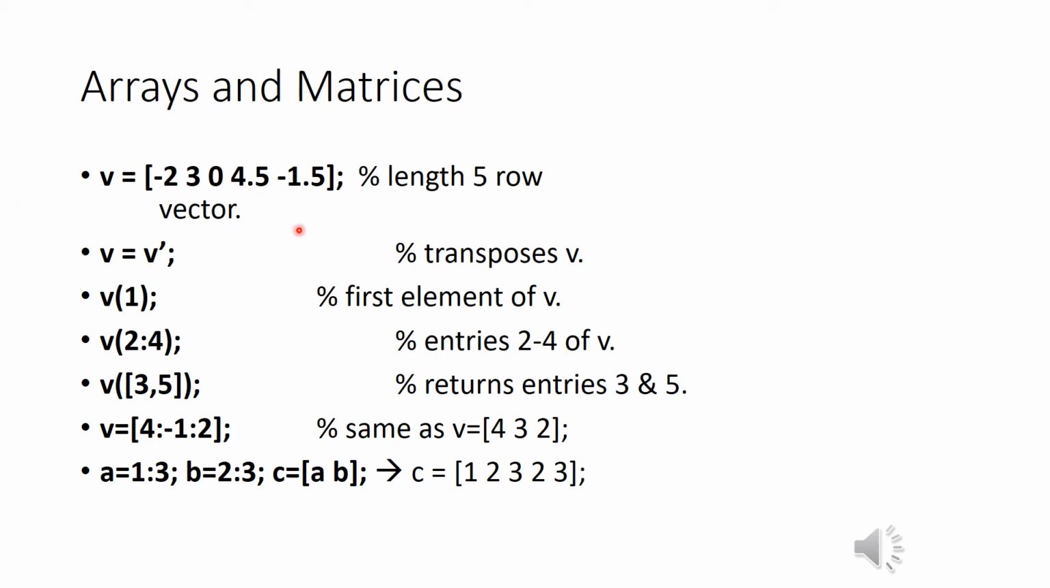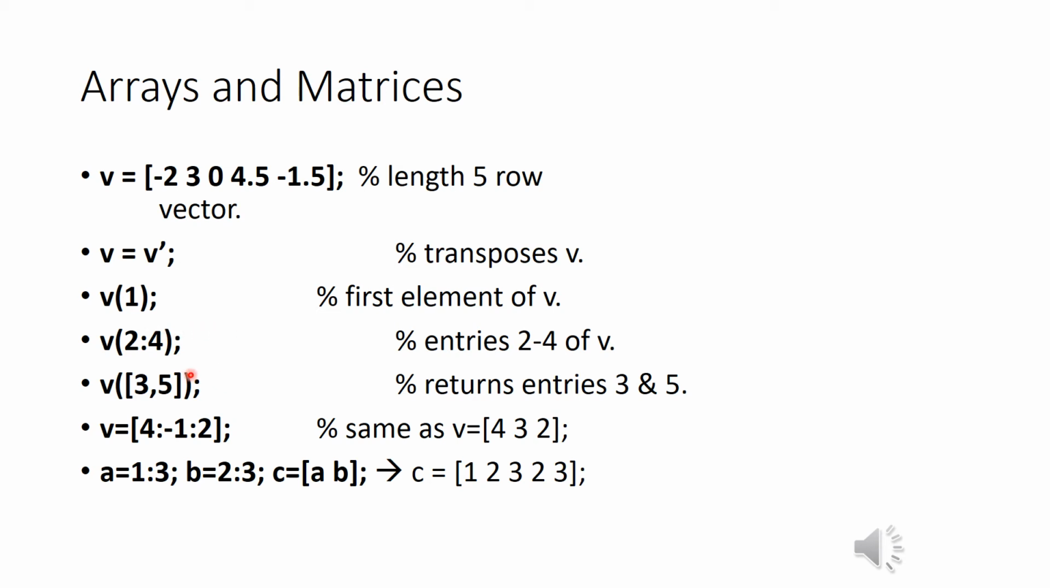So this is a row vector with length 5, and we can use this statement: if you place a quote mark on v, it means that you are taking the transpose of v, and placing all those transposed values in the variable v. If you write v of 1, it means the first element of v, which is -2, so v of 1 will return -2. Here you can see that arrays in MATLAB have starting index 1, so the first element is at index 1.